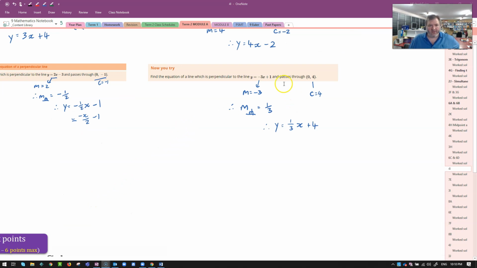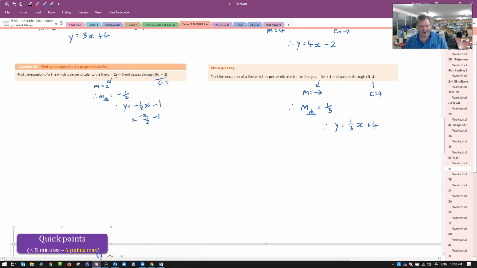How do we go with this one? So this gradient was negative 3, perpendicular, negative reciprocal. Two negatives make a positive, reciprocal of 3, 1 over 3. So I've got the gradient is 1/3. They told me the y-intercept, I can write the equation. Let's do one more. I'll make it a perpendicular one, but it doesn't really matter if it's just slightly harder. I'm sure you could do it either way.